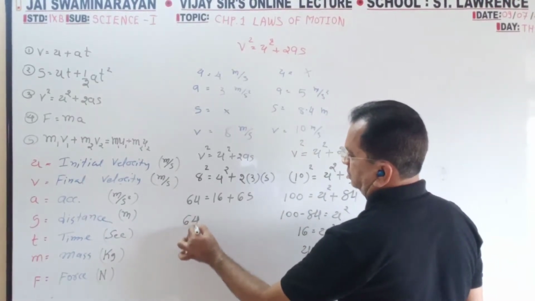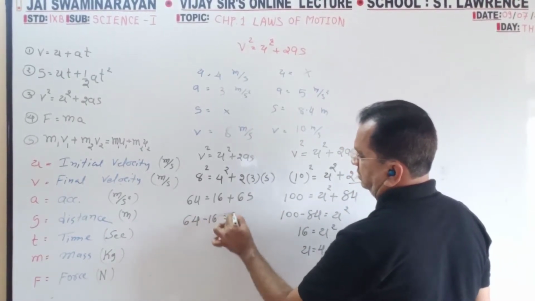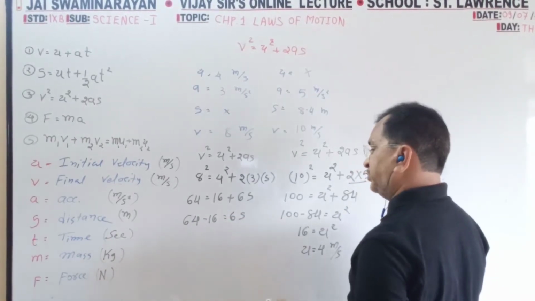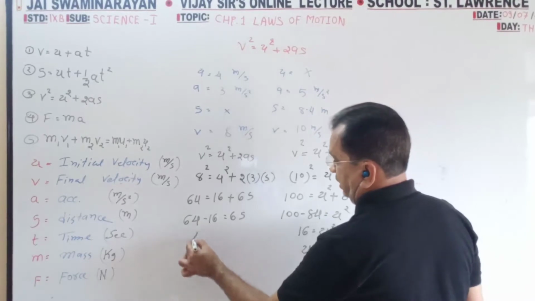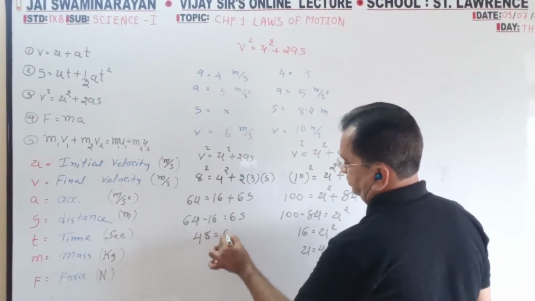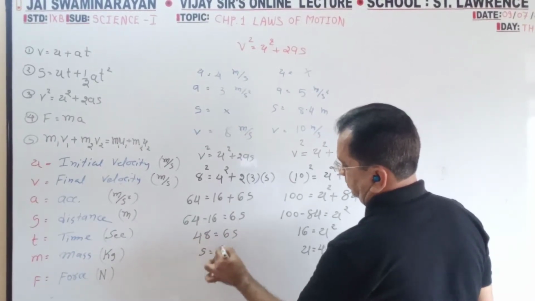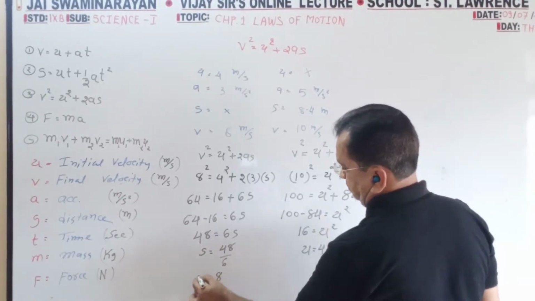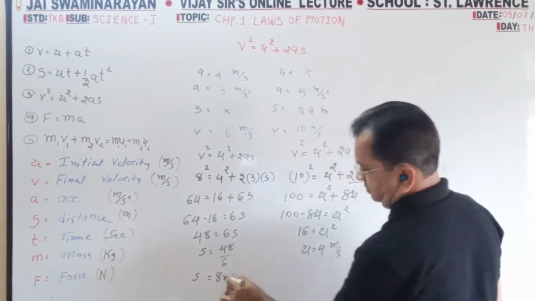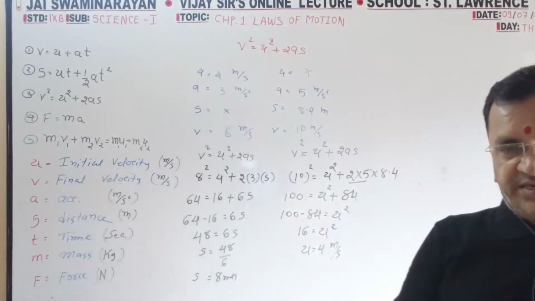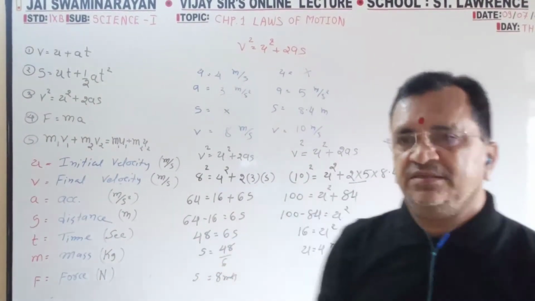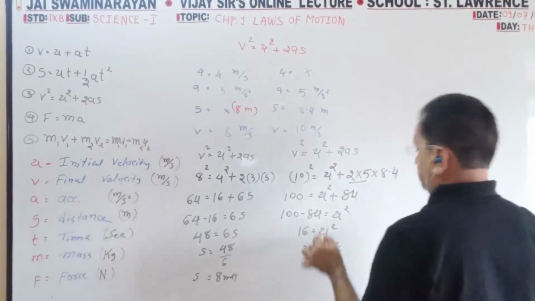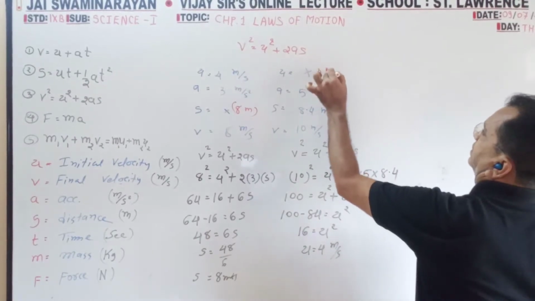64 minus 16 is 48. Now write that answer in that 8 meter. This is 4 meter per second.